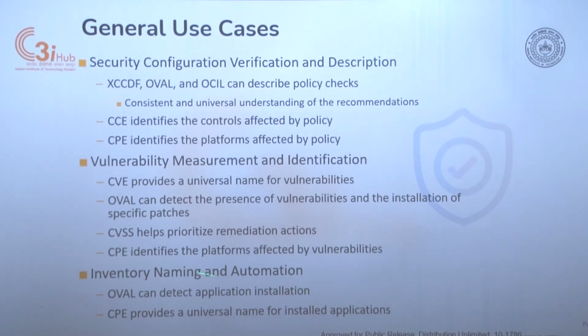CPE tells you which platform is affected by which vulnerability, and then you can also have inventory naming and automation. So, this is for asset management. You can use OVAL and CPE for naming the applications and then detect the application problems that are associated with the application.